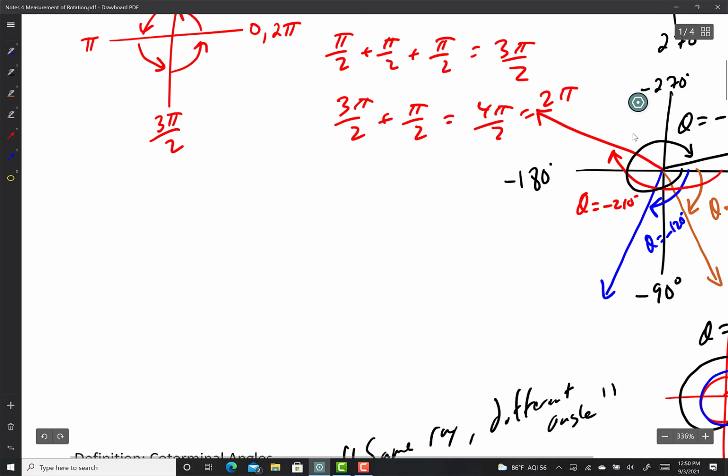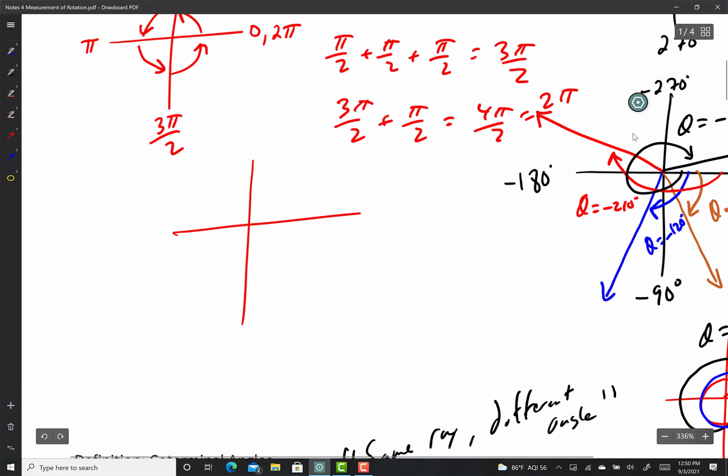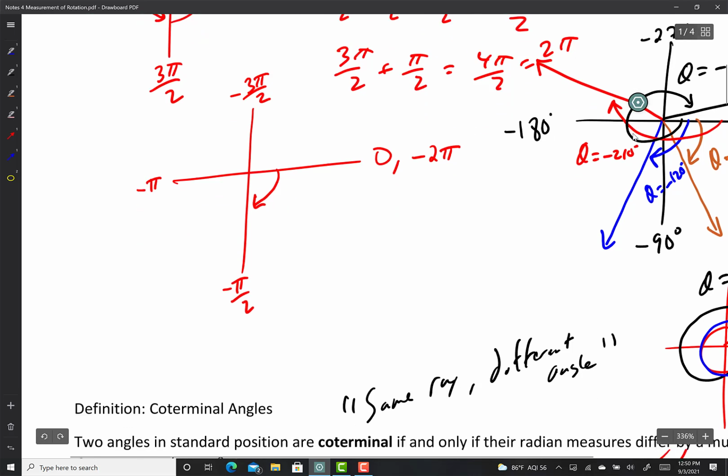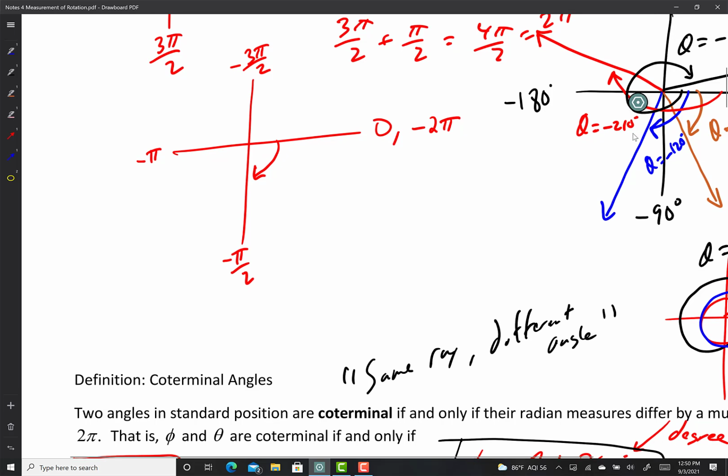Same thing, guys. If you go clockwise, here's 0. If you go clockwise, that's going to be a negative pi over 2, a negative pi, a negative 3 pi over 2, and if you've done a whole revolution, negative 2 pi. How do we feel so far? Nothing crazy, right? Okay, so we've made the connection that 2 pi radians is equivalent to 360 degrees. Are we okay so far?